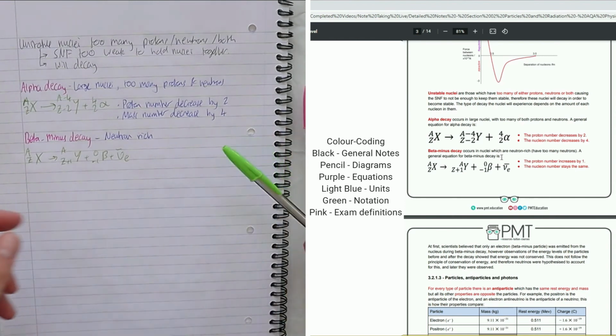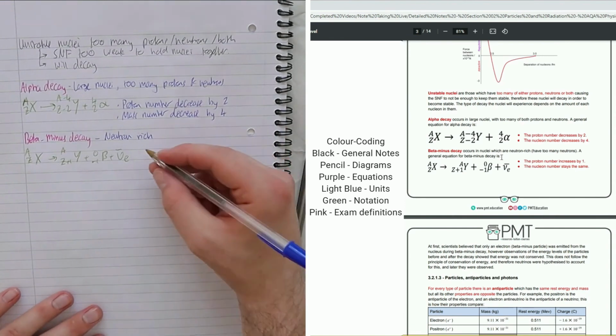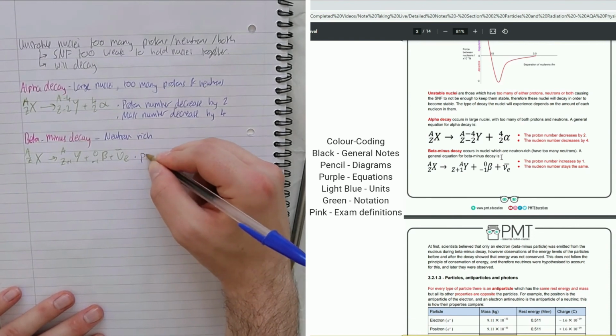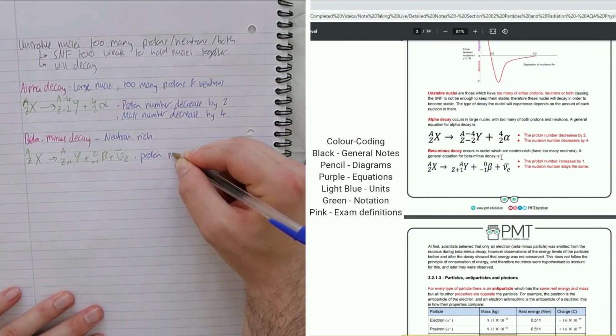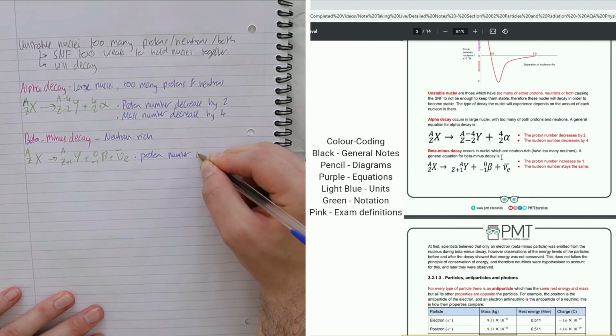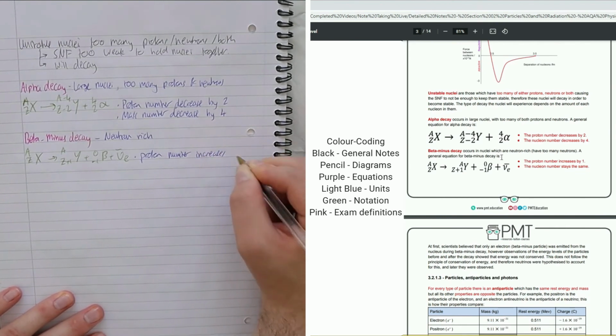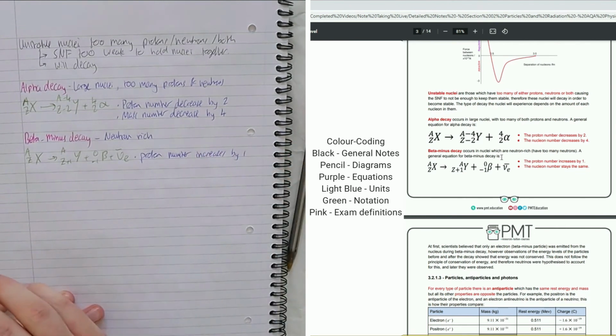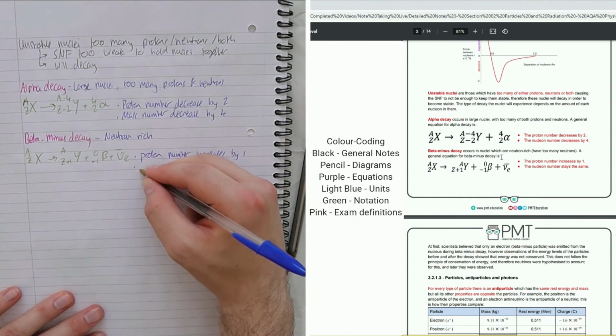That might have been a bunch of words that you're not too sure about. Again, don't worry, this is just an example. So proton number here, what happens to it? It increases by 1. And the mass slash neutron number stays the same.